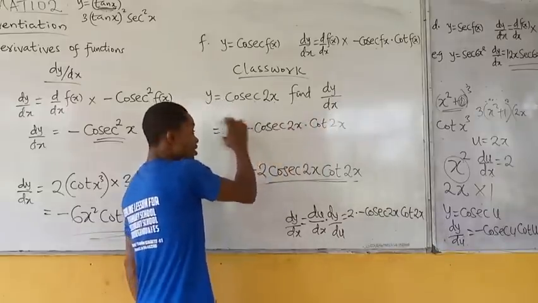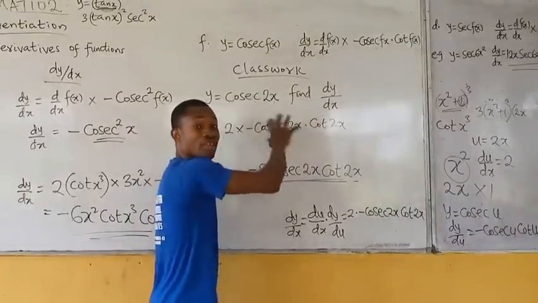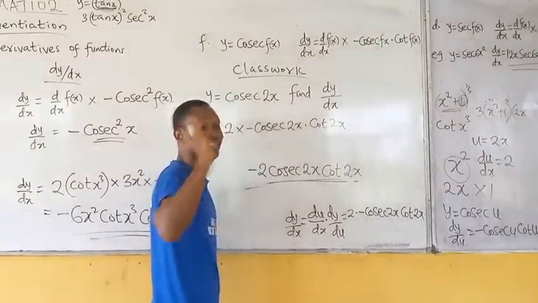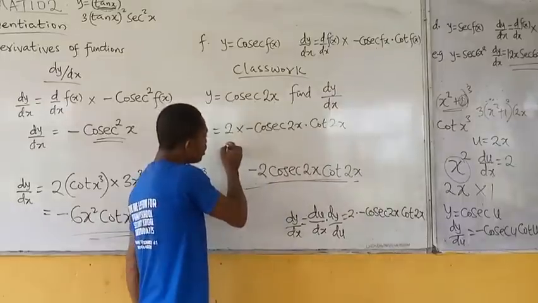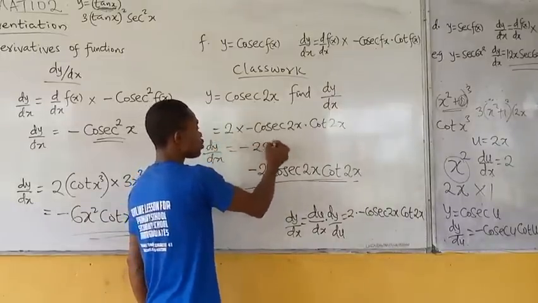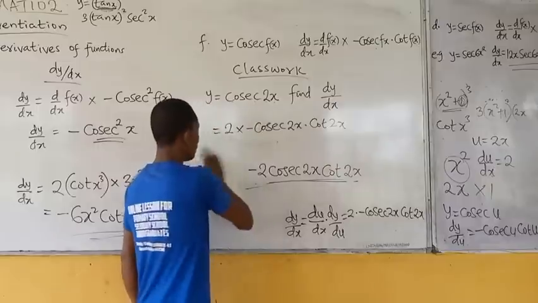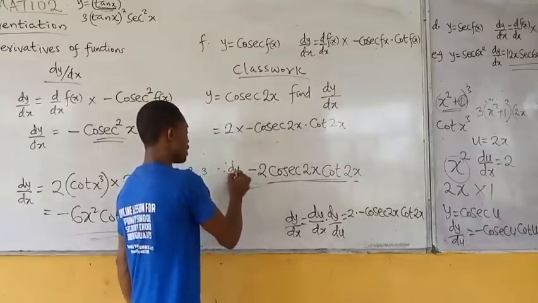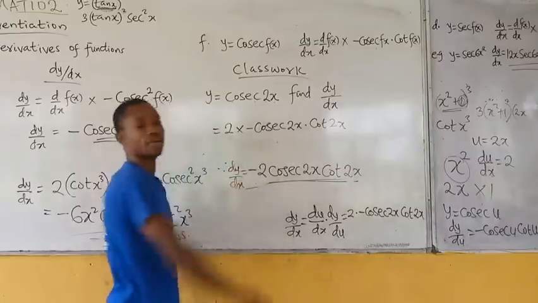Multiplying this out. Look at just this one line now. You have done the divide. This thing is the divide. Any other thing you do from here is just to simplify. Multiply this again, minus 2 cosec. Anyway, it has been written. Therefore, dy/dx is equal to.